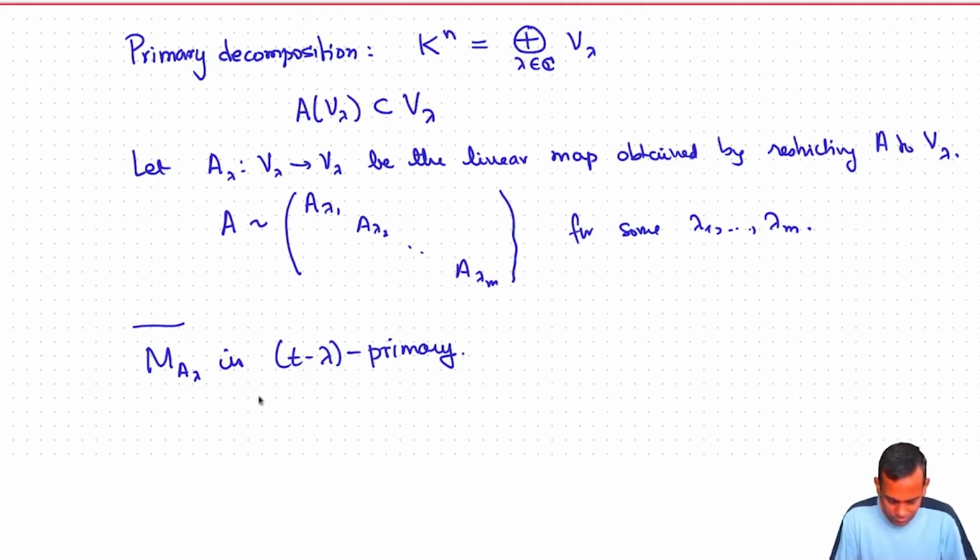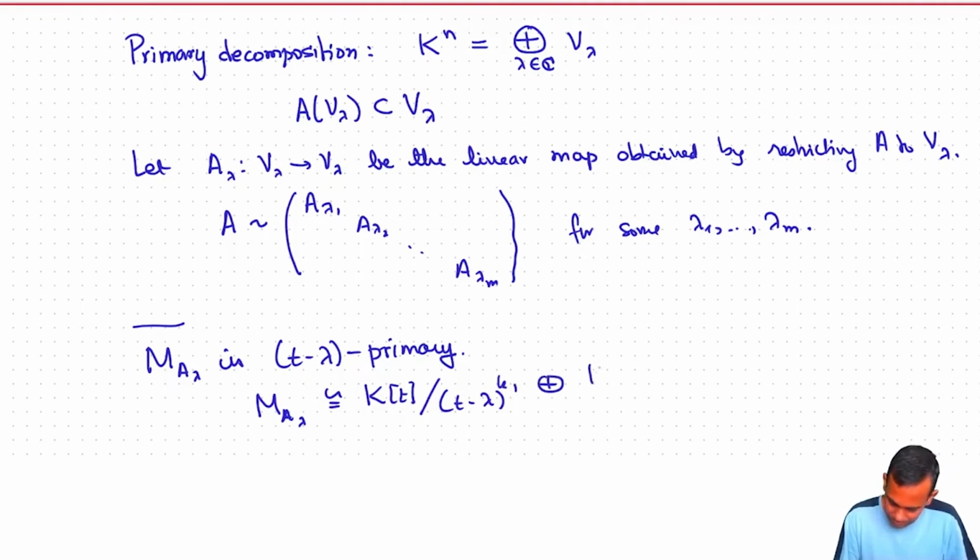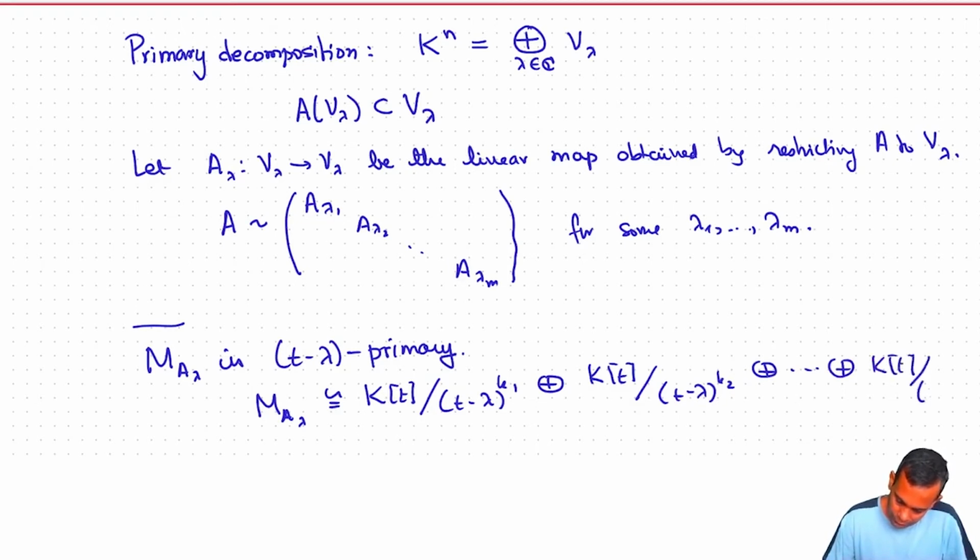And its structure has to be of the form: M_A,lambda has to be isomorphic to K[T]/(T minus lambda)^k1 direct sum K[T]/(T minus lambda)^k2, and so on up to K[T]/(T minus lambda)^kr. No other factors can occur.